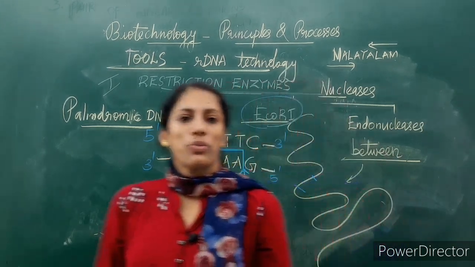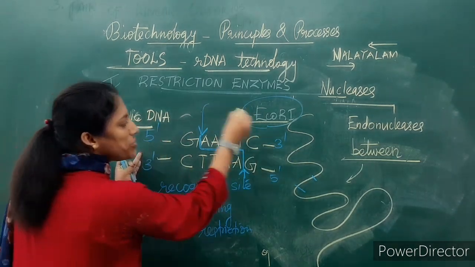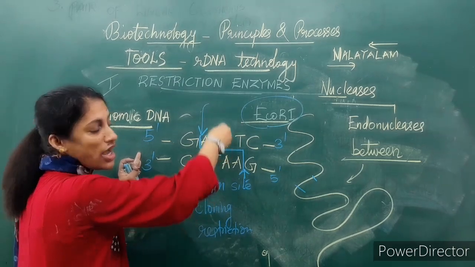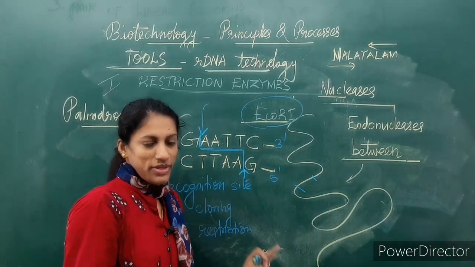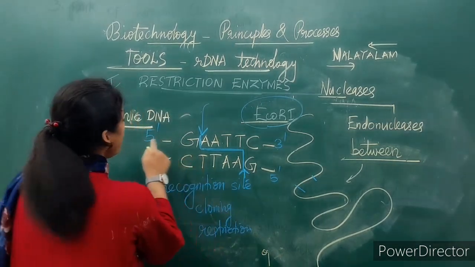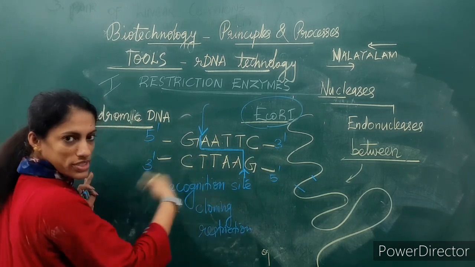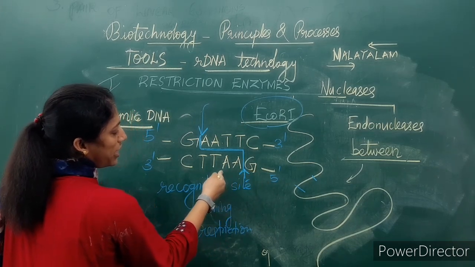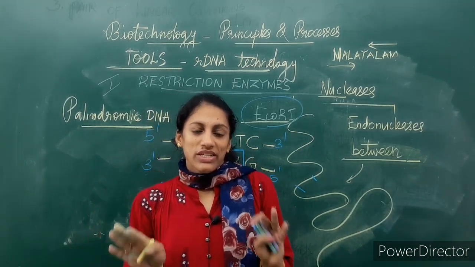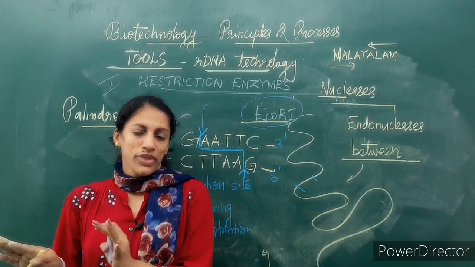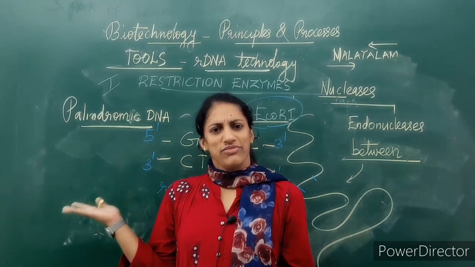And a DNA palindrome means it should read the same in the same direction: from 5' to 3' on one strand and from 5' to 3' on the other strand. If it reads the same, that is a DNA palindrome. So 5' to 3' here is GAATTC. Here also, 5' to 3', in the opposite direction, is GAATTC. So a palindromic DNA is a sequence which reads the same, with the same bases in the same direction, on both strands.